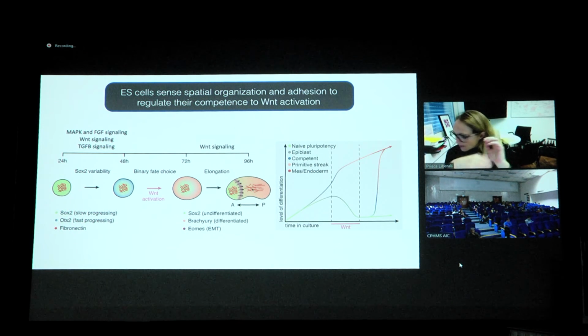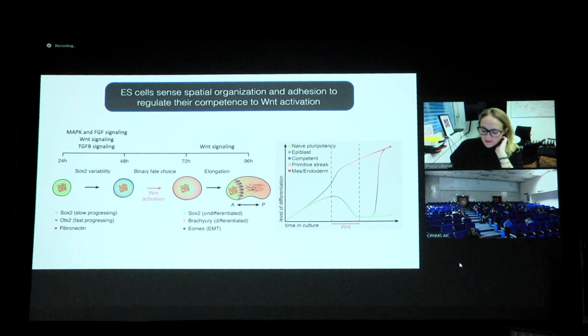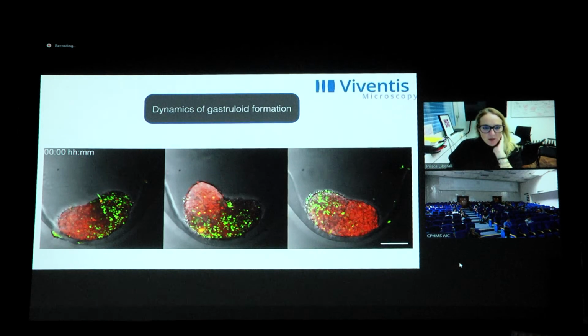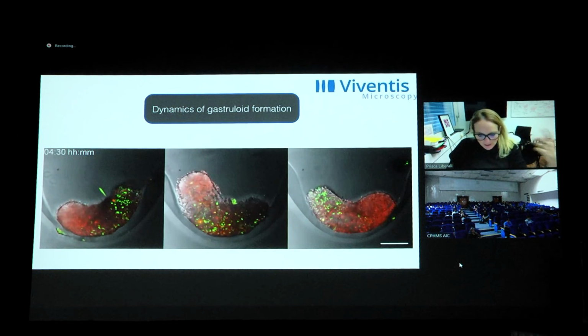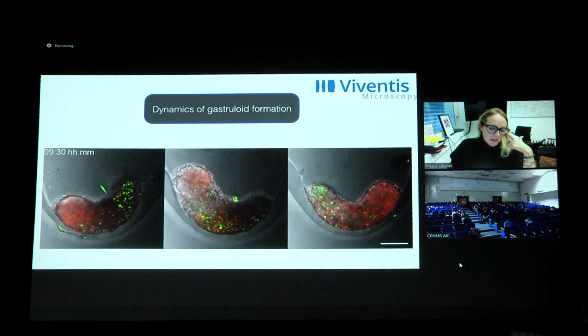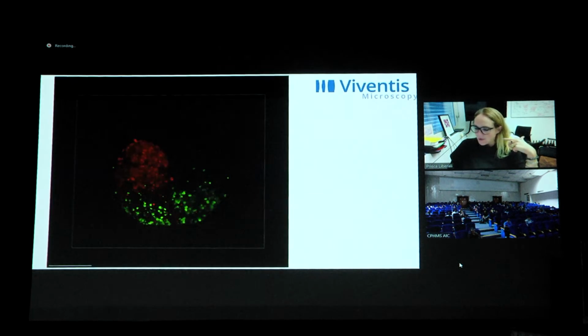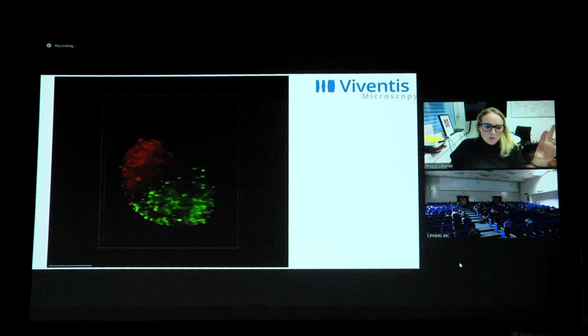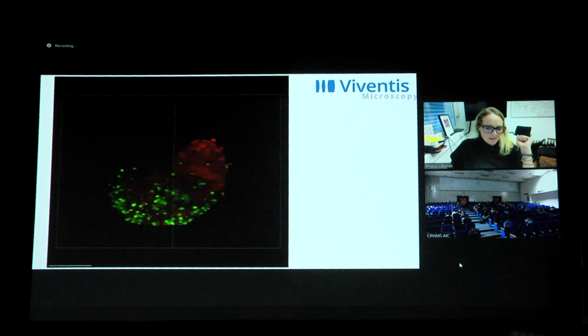So, yeah, it's the last slide. And so with this, we are now moving on to looking at the dynamics of the gastruloid formation. Here we are developing this microscope to look at the dynamics of gastruloid formation and try to then also look at the dynamics of these different cells.